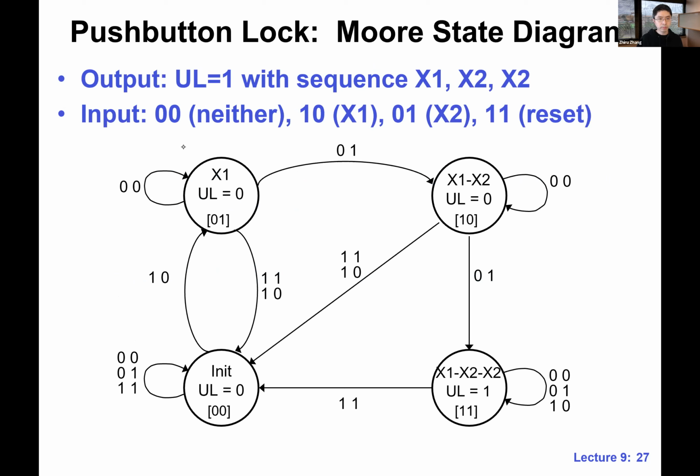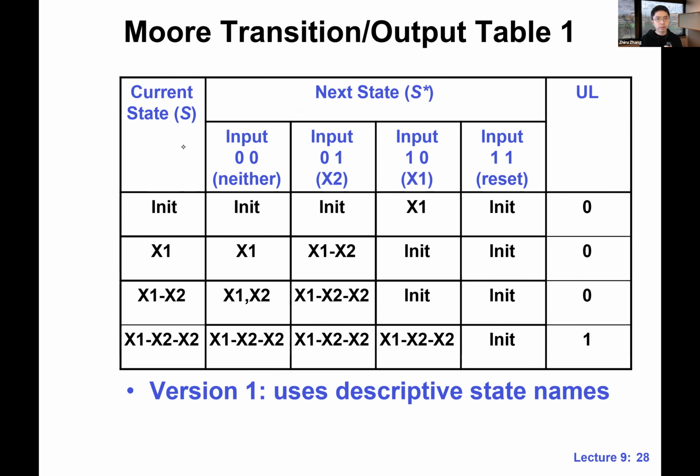So this is the Moore machine. This one is slightly more complicated, since we have 2-bit input and 2-bit output, but this is a Moore machine, so we do put the output right in the state bubble, and we can also come up with the state encoding like this. So we have 4 states: 0, 0, again 0, 0, 0, 1, all the way to 1, 1. This is the state diagram for the push button lock, for the Moore machine, and this is the corresponding transition output table using the label names.